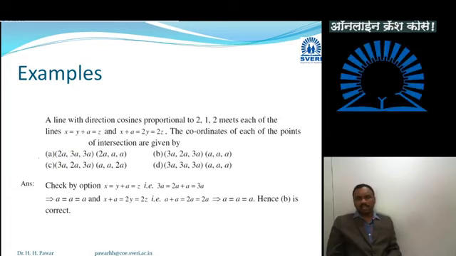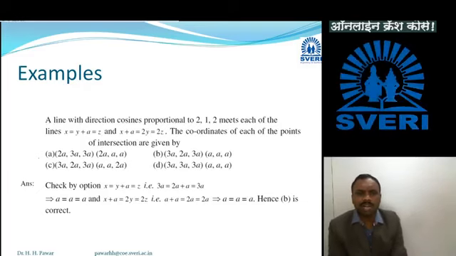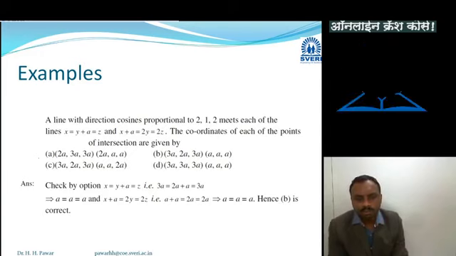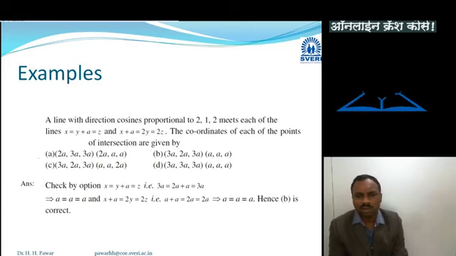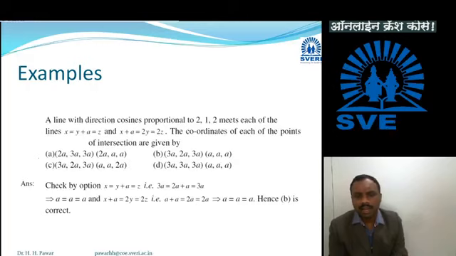As the equation of line is given to you, directly check by option, that is x equal to y plus a equal to z. Put x equal to 3a in this case, in the first option we check 3a equal to 3a plus a is equal to 4a, which is wrong. So go for the next option B, 3a equal to 2a plus a is equal to 3a, as it is correct. Again check for another option.